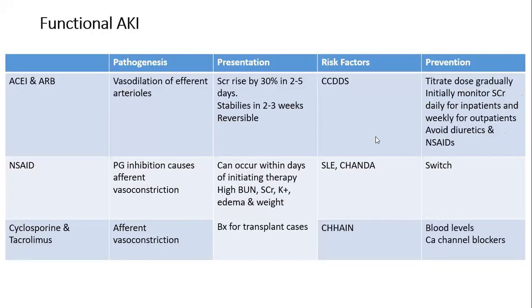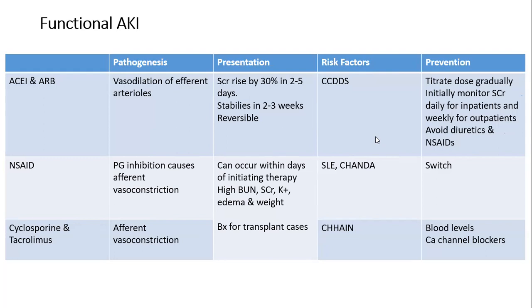So now coming to the functional AKI. ACE inhibitors and ARBs we have just discussed earlier. They cause vasodilation of the efferent arterioles. They can disrupt the glomerular hydrostatic pressure. As a result of that, they can increase the serum creat and decrease the functionality of the kidney. Usually within 2 to 5 days, there may be a rise of 30%. It stabilizes in 2 to 3 weeks. And congestive heart failure, other toxins, volume depletion, and diuretic use can worsen the ACE inhibitor associated functional AKI.